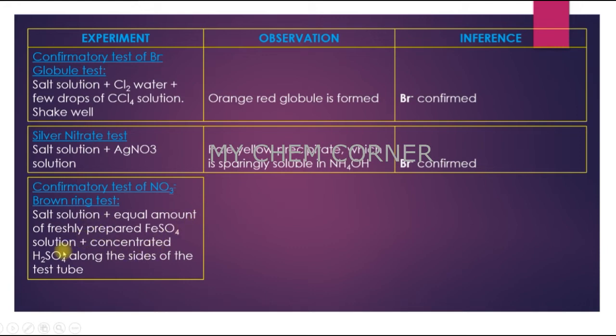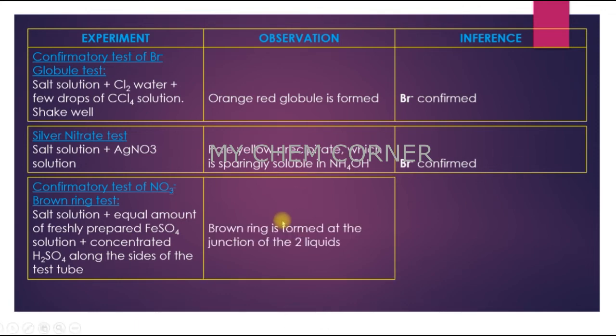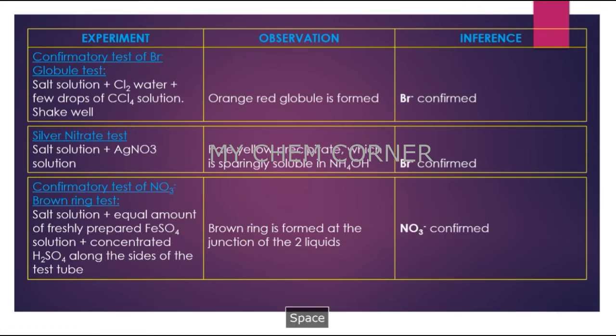Once you do this, carefully add concentrated H2SO4 along the sides of the test tube. Because you're adding concentrated H2SO4, you need to use a test tube which is clamped to a test tube holder. It should be done very carefully. Without shaking, when you add concentrated H2SO4, you will easily get a very nice brown ring at the junction of the two liquids. That is when you confirm that you have a nitrate ion in your salt.